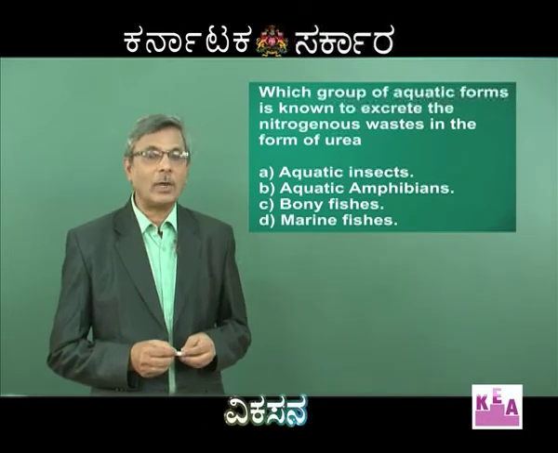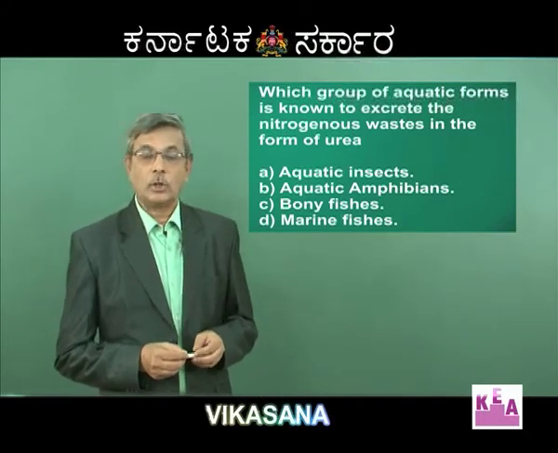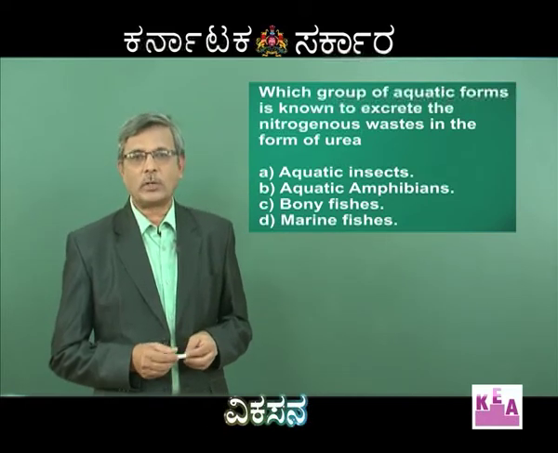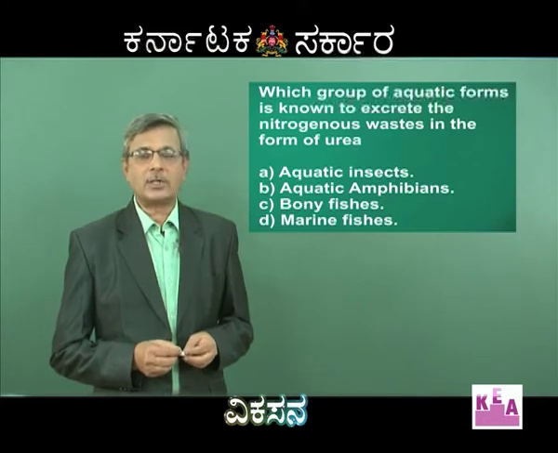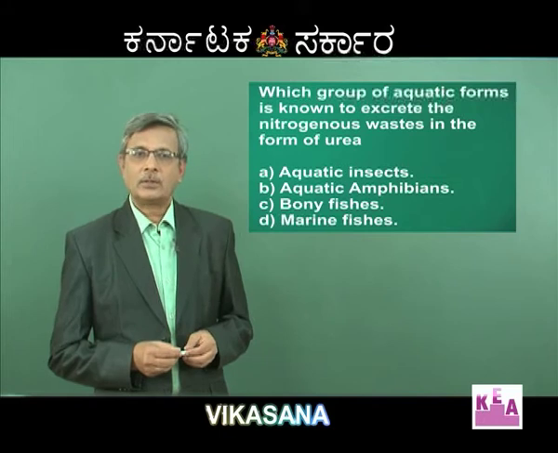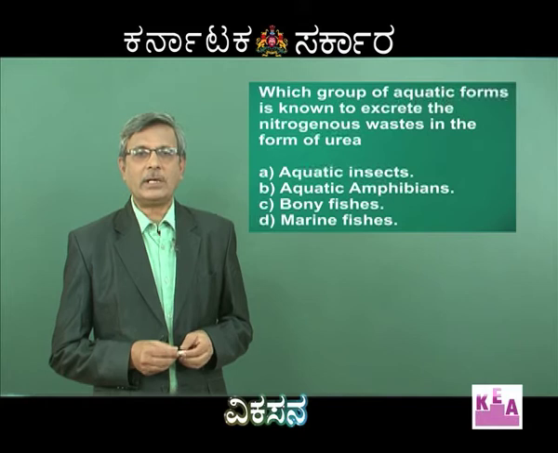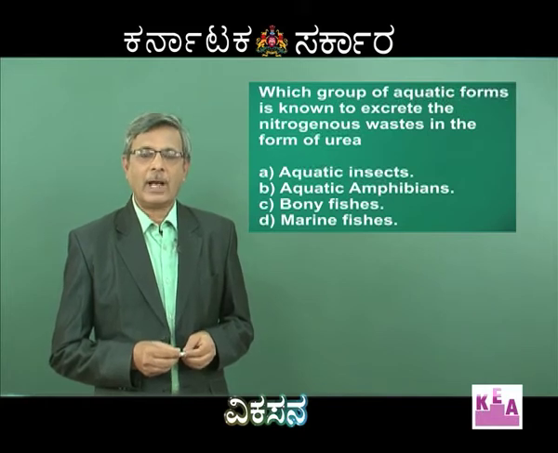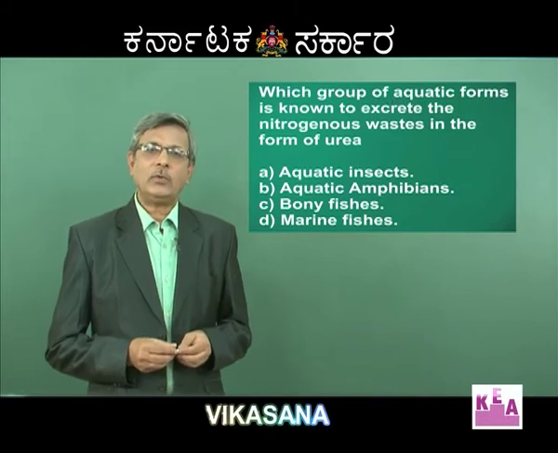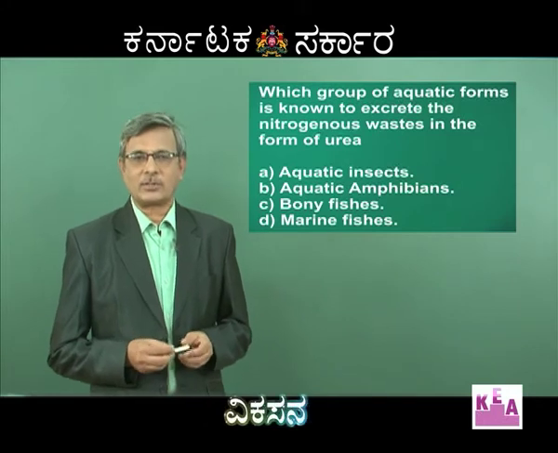Ammonotelic animals are the ones which excrete ammonia as the major nitrogenous waste. Ureotelic animals excrete urea as the major nitrogenous waste product. Uricotelic animals excrete uric acid as the major nitrogenous waste product. Whenever we talk about ammonia, it is the most toxic and easily diffusible thing. As and when it is produced, it has to be excreted. Normally, we are going to see ammonia as the nitrogenous waste product in aquatic organisms.